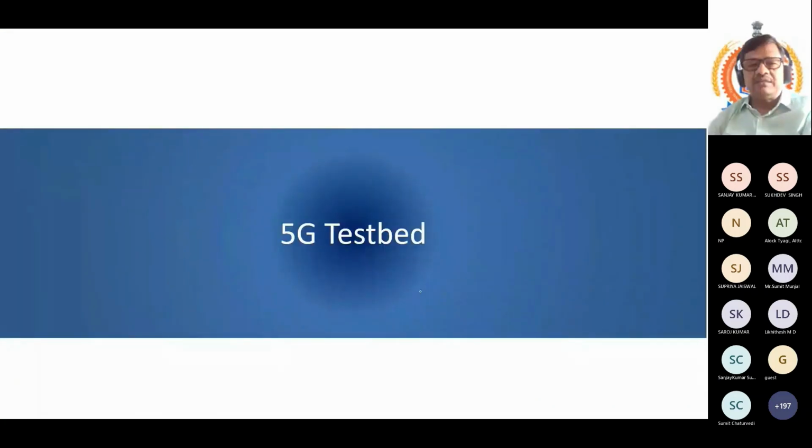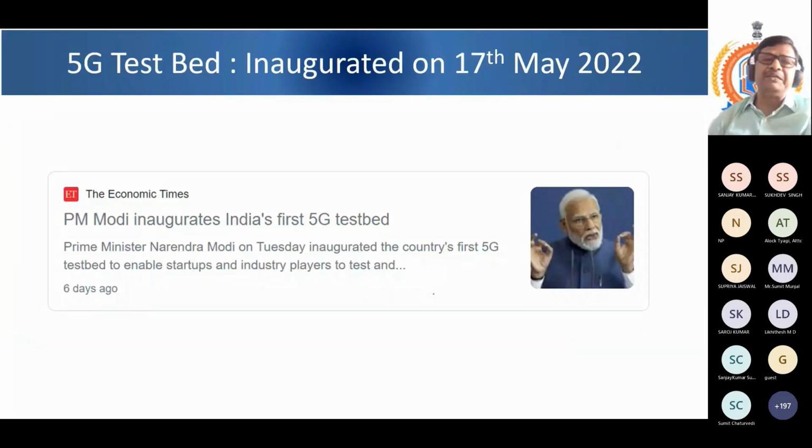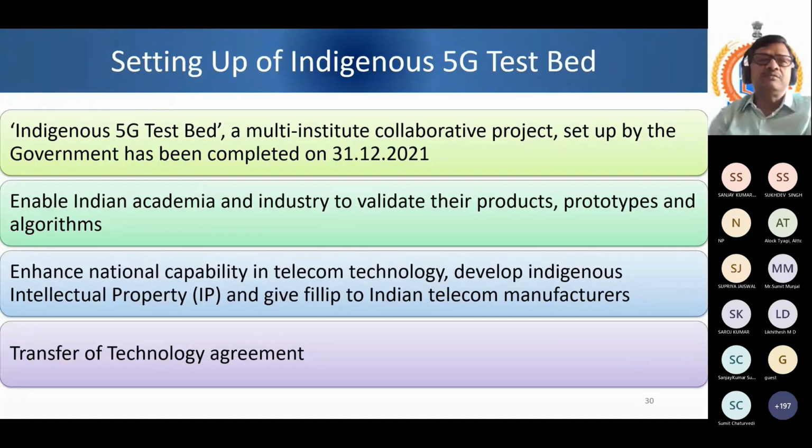Let me talk a little bit about the 5G testbed, which was created in India, which our Prime Minister launched in May last year, 17th May 2022. What is the 5G testbed? It's an indigenously created, complete end-to-end 5G system where multiple institutes like IIT Madras, IIT Bombay, IIT Kanpur, IISc Bangalore, CEWiT and SAMEER together created this. This was completed in December 2021.